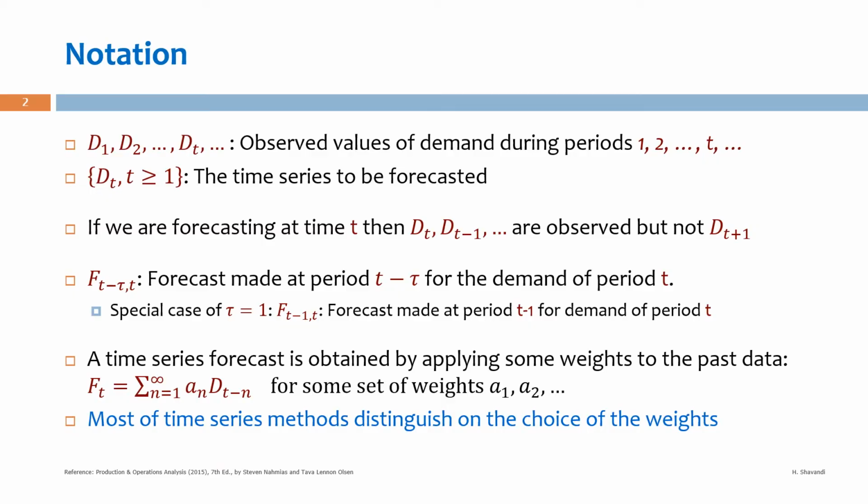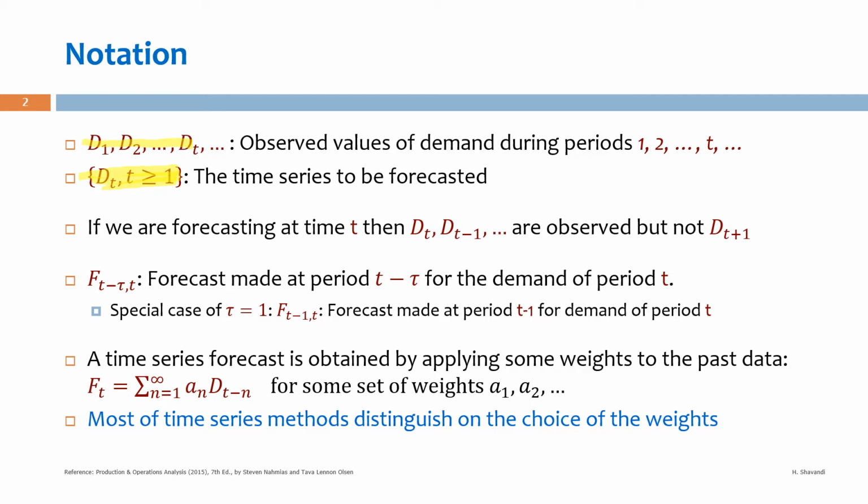So in order to have the models, let's first have the notation that we are going to use in the models. The observed values of demand during the past periods will be shown by D. So D1, D2, and DT. So DT is the demand at time T. And in order to show the time series, we can show the time series by this: dt for t greater than or equal to 1.